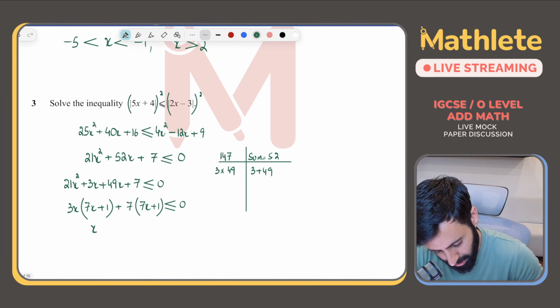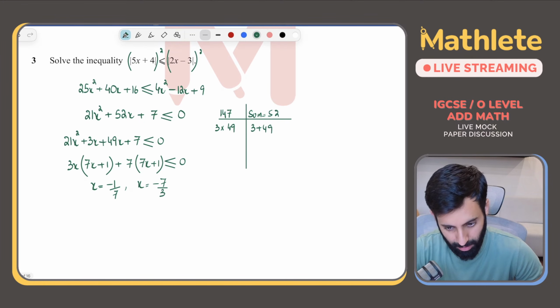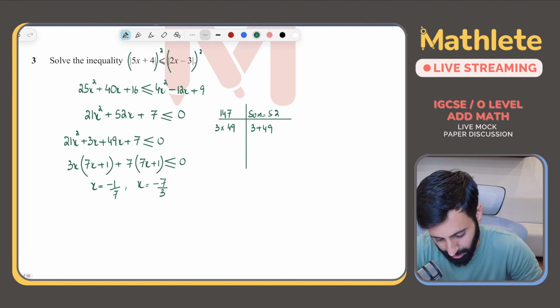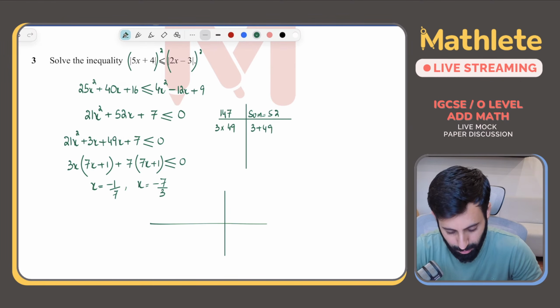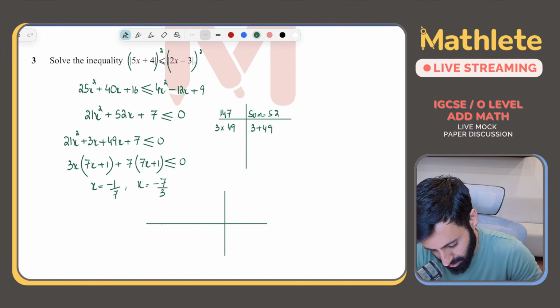Now this means that x is equal to minus 1 upon 7, and x is equal to minus 7 upon 3. Now remember, we have found what? We have found the critical values. Okay? Now, which value is the smaller value? Minus 7 upon 3 is smaller. So here we have minus 7 upon 3, and then we have minus 1 upon 7.